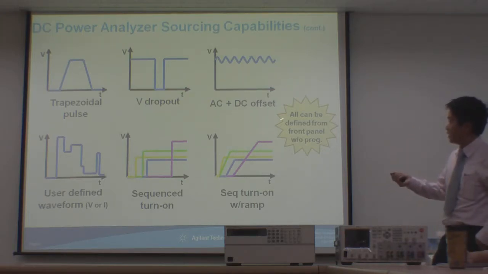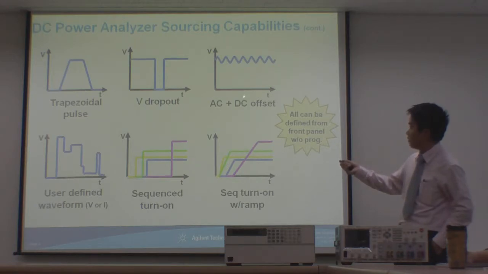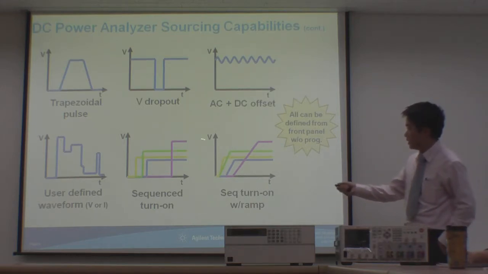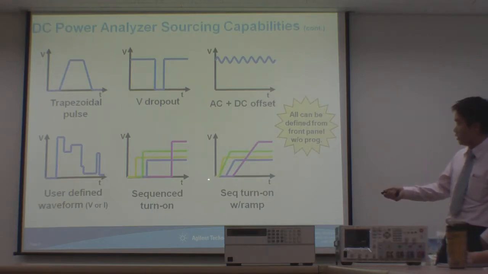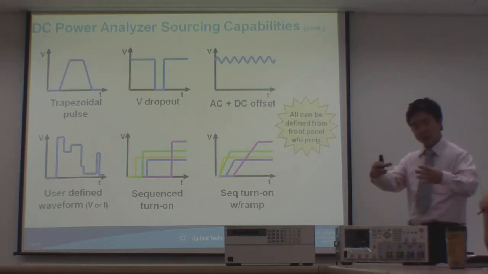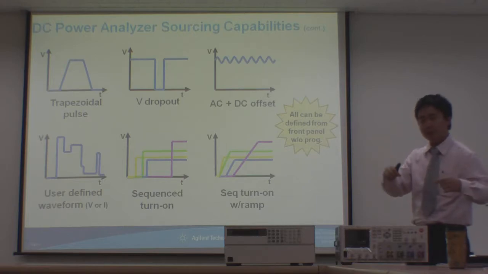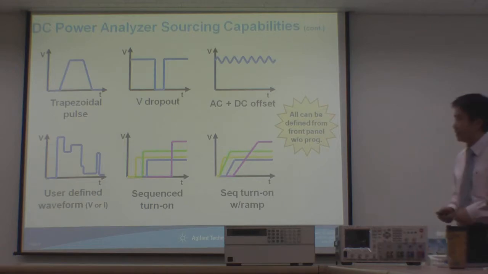And there's also an AC riding on the DC signal that you can simulate. So you can set an AC signal, an offset, a positive DC offset, and simulate a signal similar to this. And on the bottom there is this sequencing function I was talking about. You can sequence the turn on time, and you can also sequence the turn on with the ramp time as well. So on your circuit board, if you have multiple points of DC bias, you can sequence them to turn on at different times if the board requires that functionality.